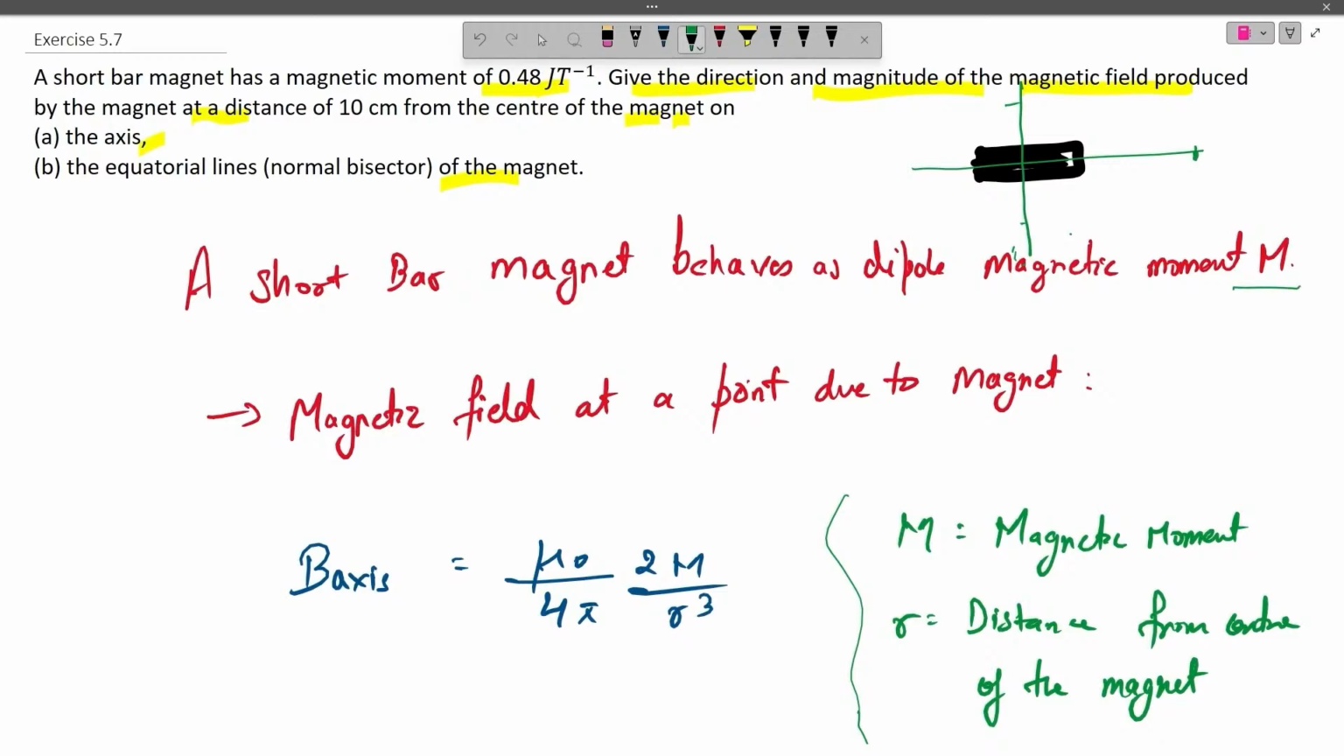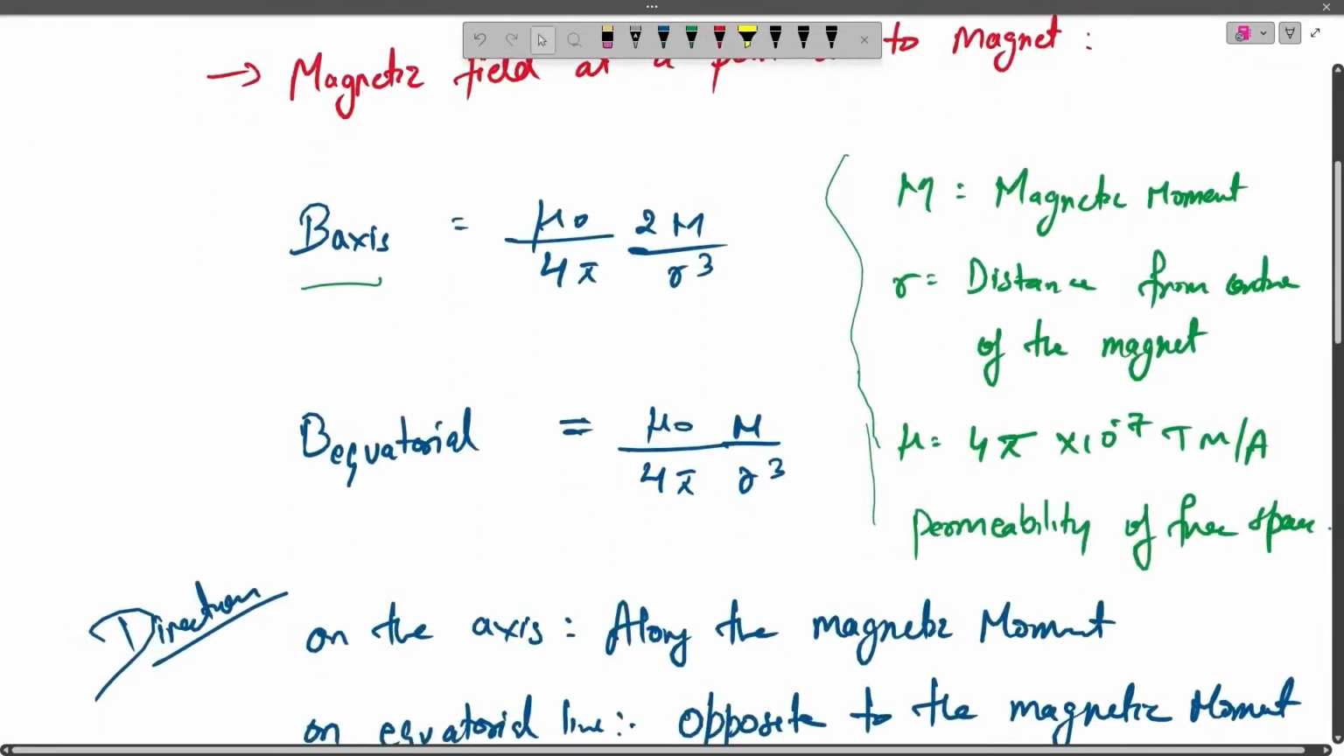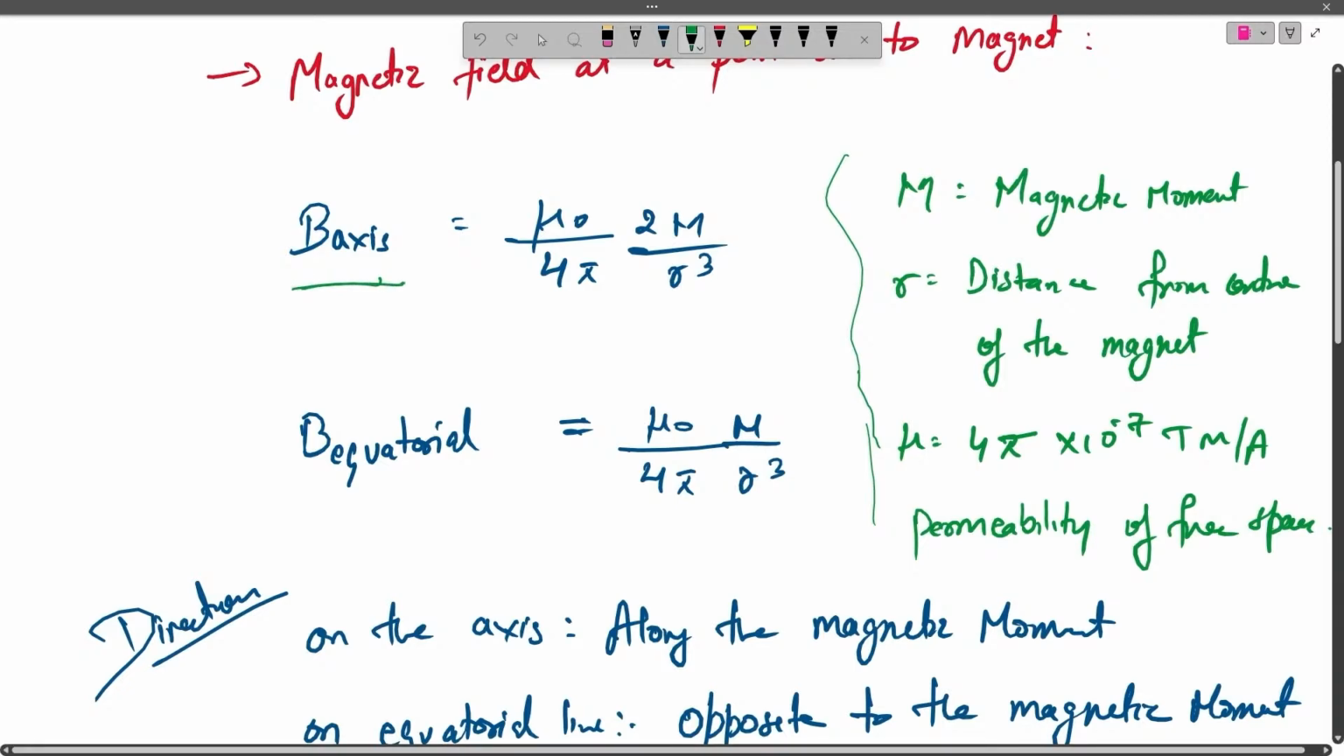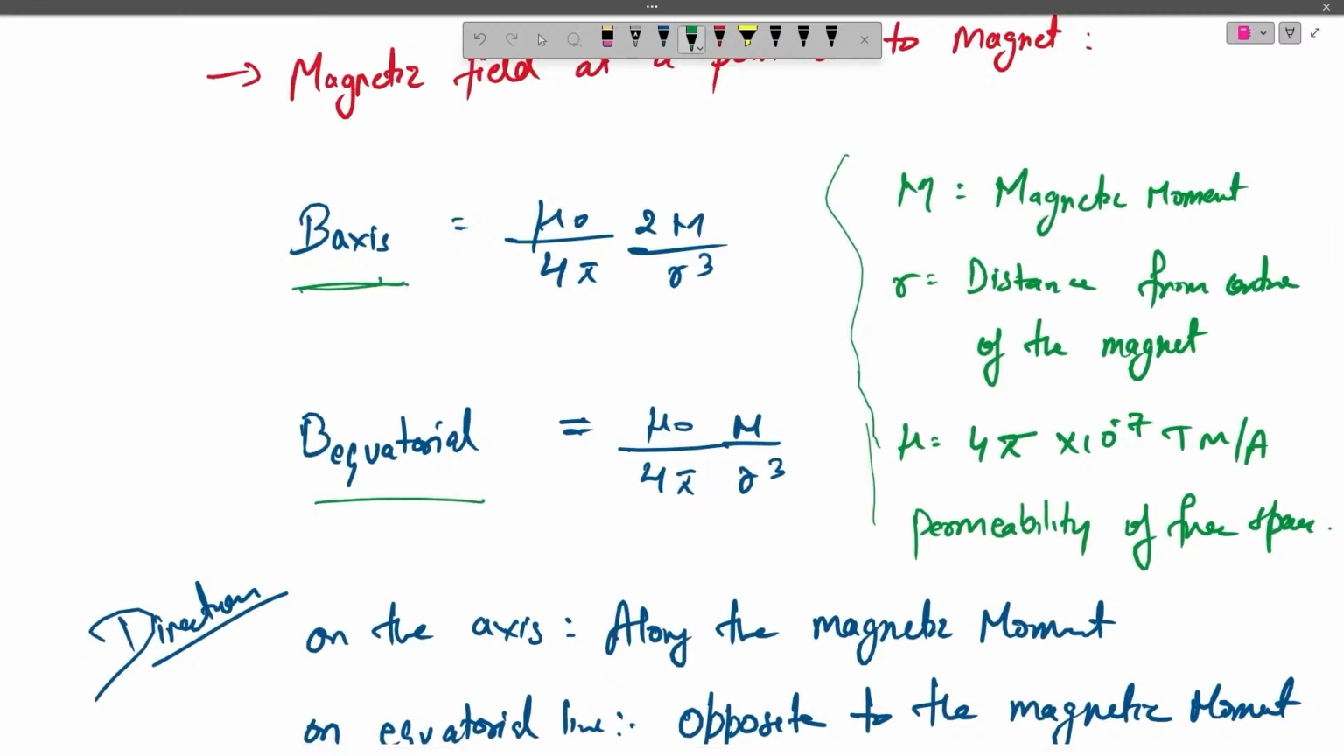Now, the magnetic field at a point on the axis or the perpendicular bisector is given by the formula: B on axis is mu naught by 4 pi multiplied by 2 times the magnetic moment of the magnet divided by r cube, and on the equatorial position it is given by mu naught m by 4 pi r cube, where r is the distance from the center of the magnet to that point and m is the magnetic moment of the bar magnet. Now, using this formula we can easily find the magnitude of the magnetic field on the axis and on the equatorial point.